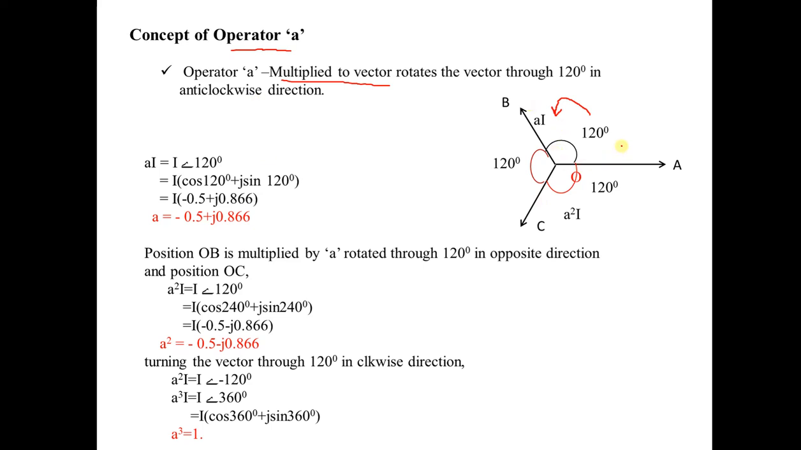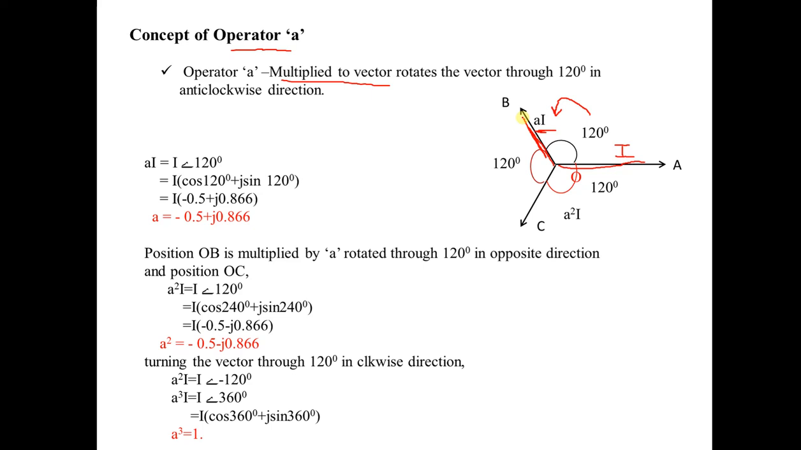Here I am representing vector I by OA. If this is multiplied by A, I will obtain AI, which is rotated through 120 degrees in the anti-clockwise direction, at position OB. So here it is position OB, multiplied by A through 120 degrees in the opposite direction.